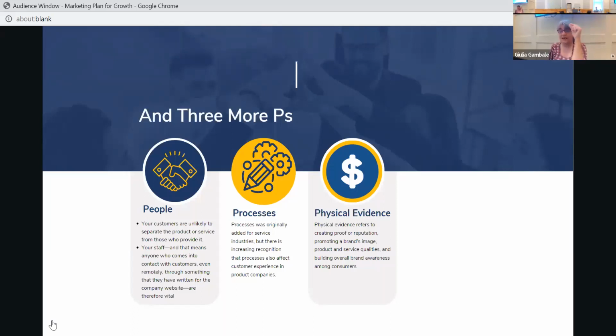Processes were originally added for service industries, but there's increased recognition that process also affects customer experience in product companies as well. And I don't know why this became such a sudden aha moment. It's like, duh. As an instructor, I've said that before. And then physical evidence, right?